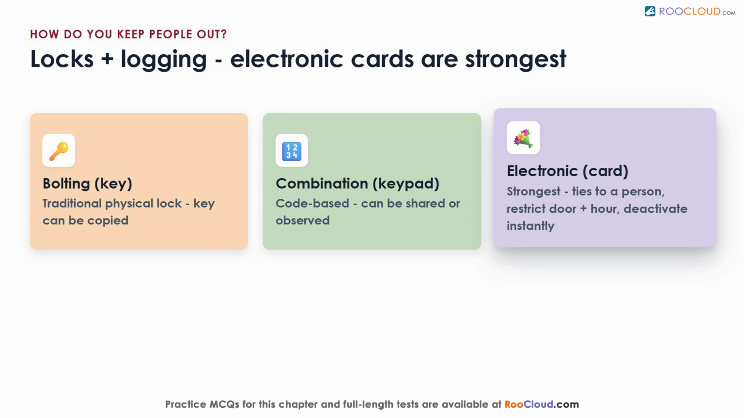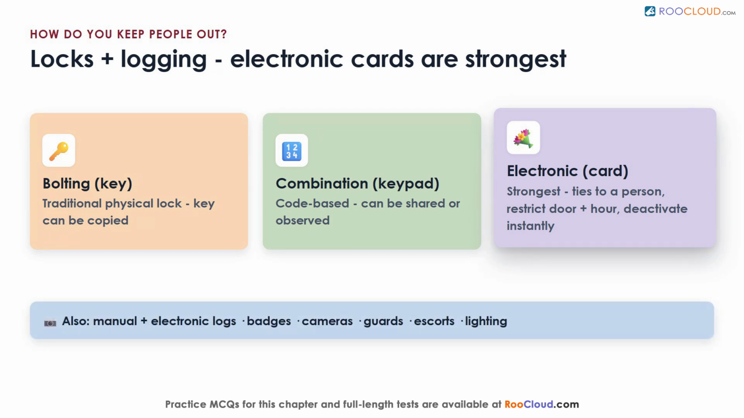Then add logging. Have visitors sign a manual log and show identification. Capture electronic logs that flag failed attempts. Require identification badges with a different color for visitors. Add video cameras at strategic points, recording in enough detail to identify a face. Use security guards alongside the cameras. Escort every visitor. And light the perimeter well, because criminals avoid bright areas.